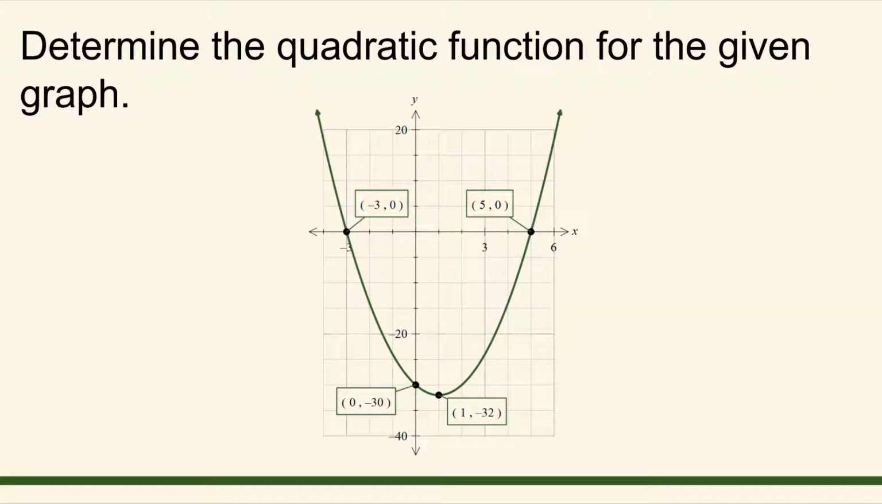Determine the quadratic function for the given graph. We're given a parabola that is opening upward, has a vertex at the point (1, -32), passes through the y-axis at the point (0, -30), and intersects the x-axis at the following points, (-3, 0) and (5, 0).